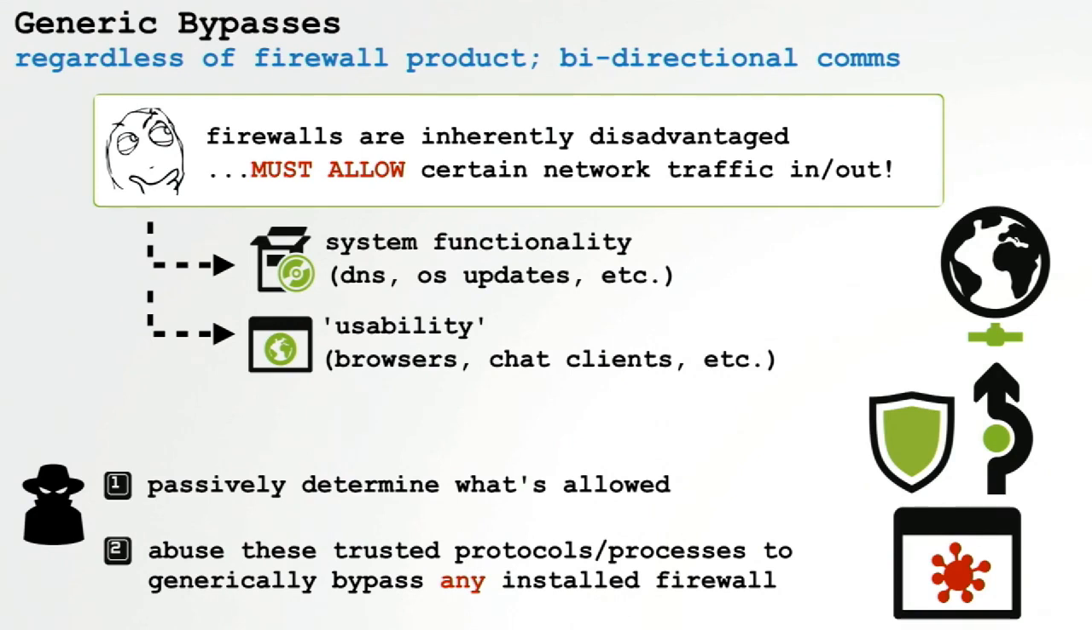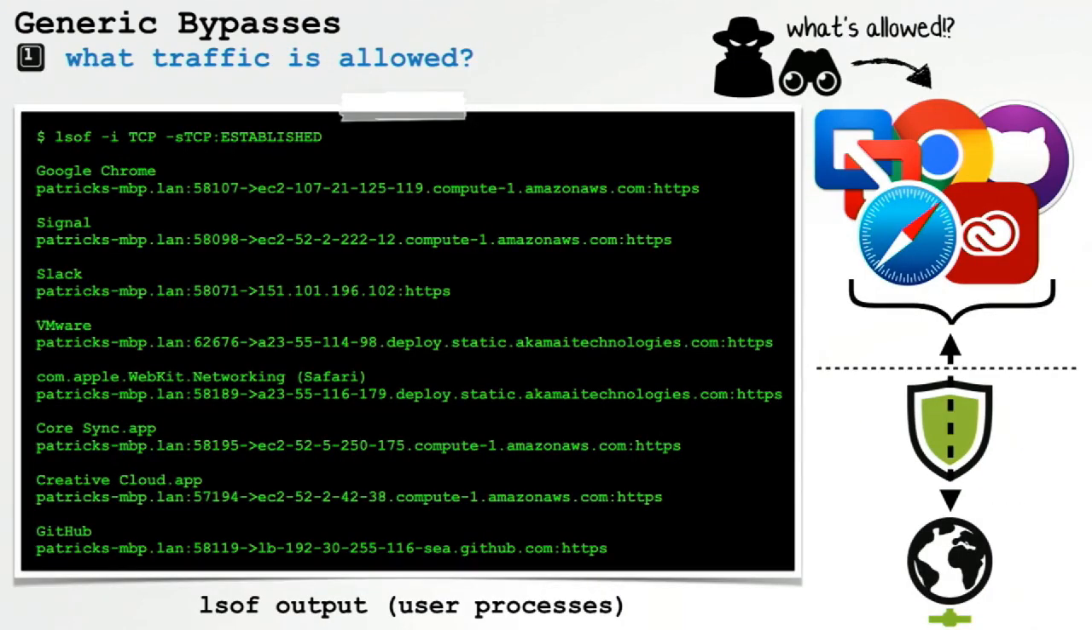So to generically bypass a system with a firewall, we're going to do two things. First, we're going to passively sniff and determine what traffic the firewall is allowing out. And then we're going to abuse either these protocols or these applications to perform nefarious network actions. So first, to determine what processes or protocols are allowed, we can use the lsof utility, which is a built-in system utility on macOS. You can execute it without any special privileges, and it will show you what network traffic is allowed. So this is a dump from my box.